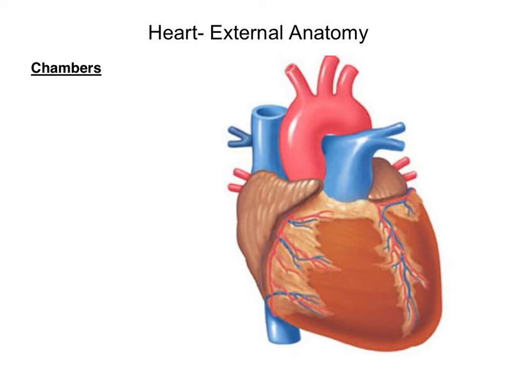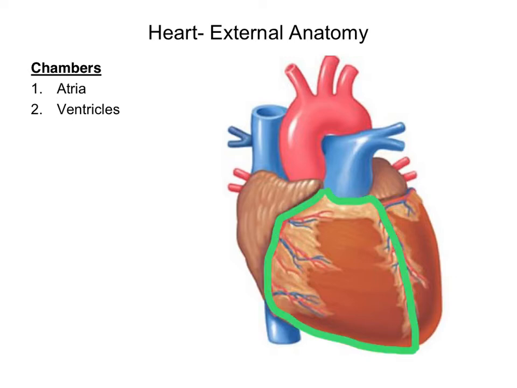Next, we take a look at the external anatomy of the heart. The heart has 4 chambers, 2 upper chambers and 2 lower chambers. The upper chambers are called atria, and the lower chambers are called ventricles. In this illustration here, you can see the right atrium and the left atrium. You can also see the right ventricle and the left ventricle.